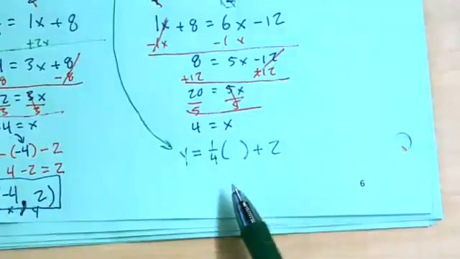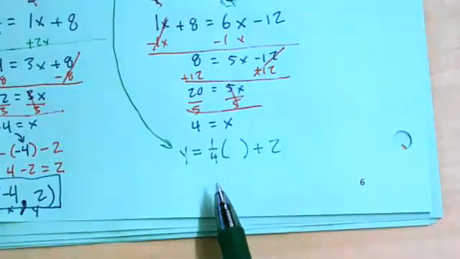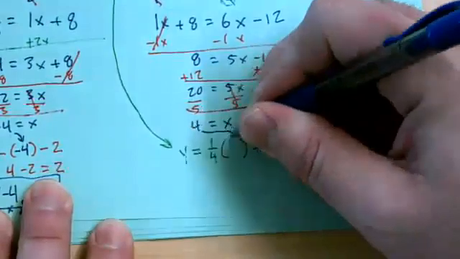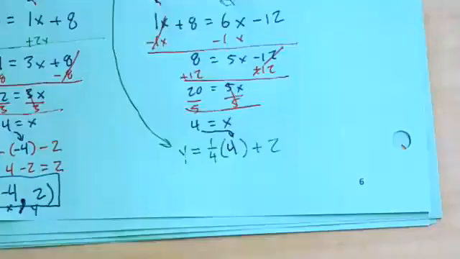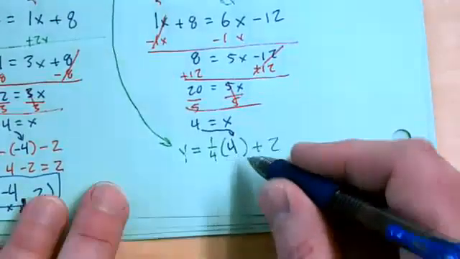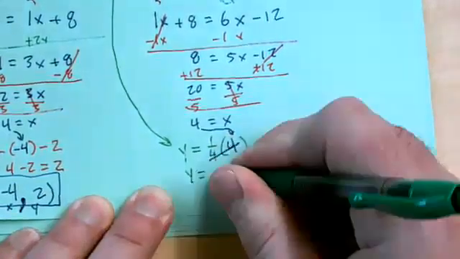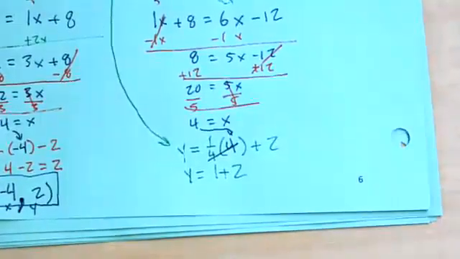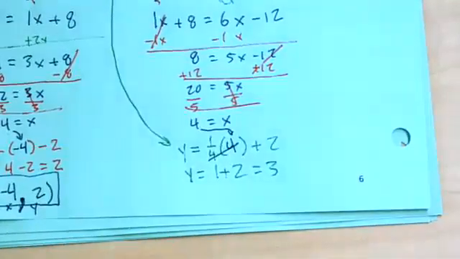So I took the x out. The 1/4 has to stay. Unfortunately, we're going to have to deal with fractions one more time, but it's going to be okay. Because when we put this 4 in here, look what's going to happen. 1/4 times 4, the 4 and the 4 match, right? Boom, those cancel. That's just a 1 now. Y equals, and you know what 1 plus 2 is. 4, no, 3.